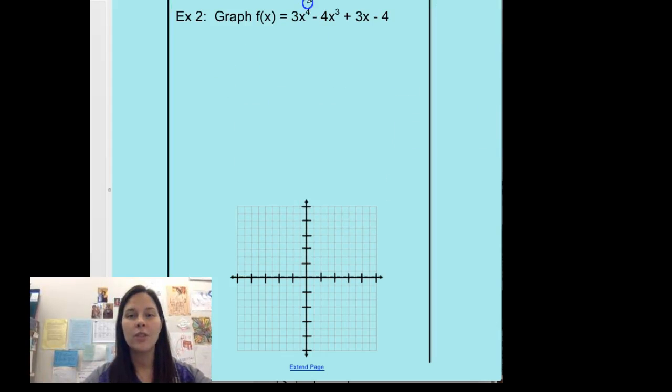With this function, the only thing we're going to do by hand is the end behavior, and we're going to take a look at all zeros and turning points on the graphing calculator. Our highest power is even, and our leading coefficient is positive. So with an even power, it's a parabola type shape, and a positive coefficient says our graph would be opening up.